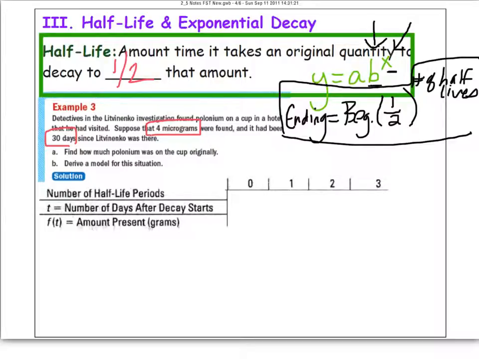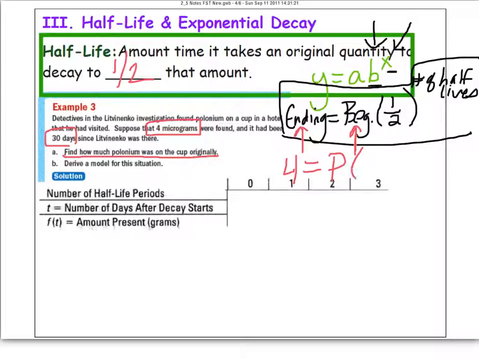So if you think about it, he found 4 micrograms on the cup. Was that the beginning amount on the cup, or was it the ending amount on the cup that he found? Well, this one's a little bit different. That is actually the ending amount. So what I'm going to do is put here that the ending amount is 4. The beginning amount on the cup, that's actually the question: find out how much polonium was on the cup originally. So we'll call that P for how much polonium there was. That's our beginning amount.